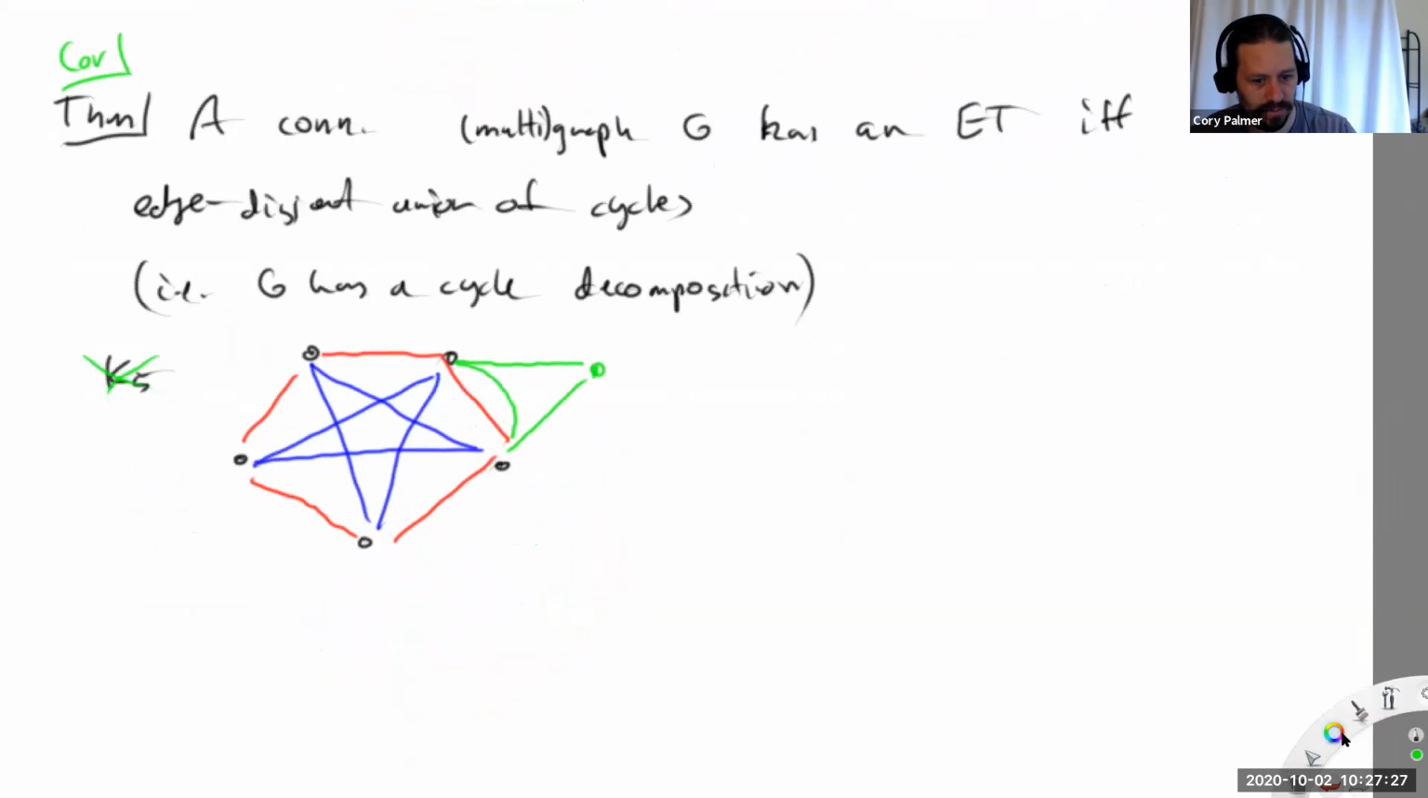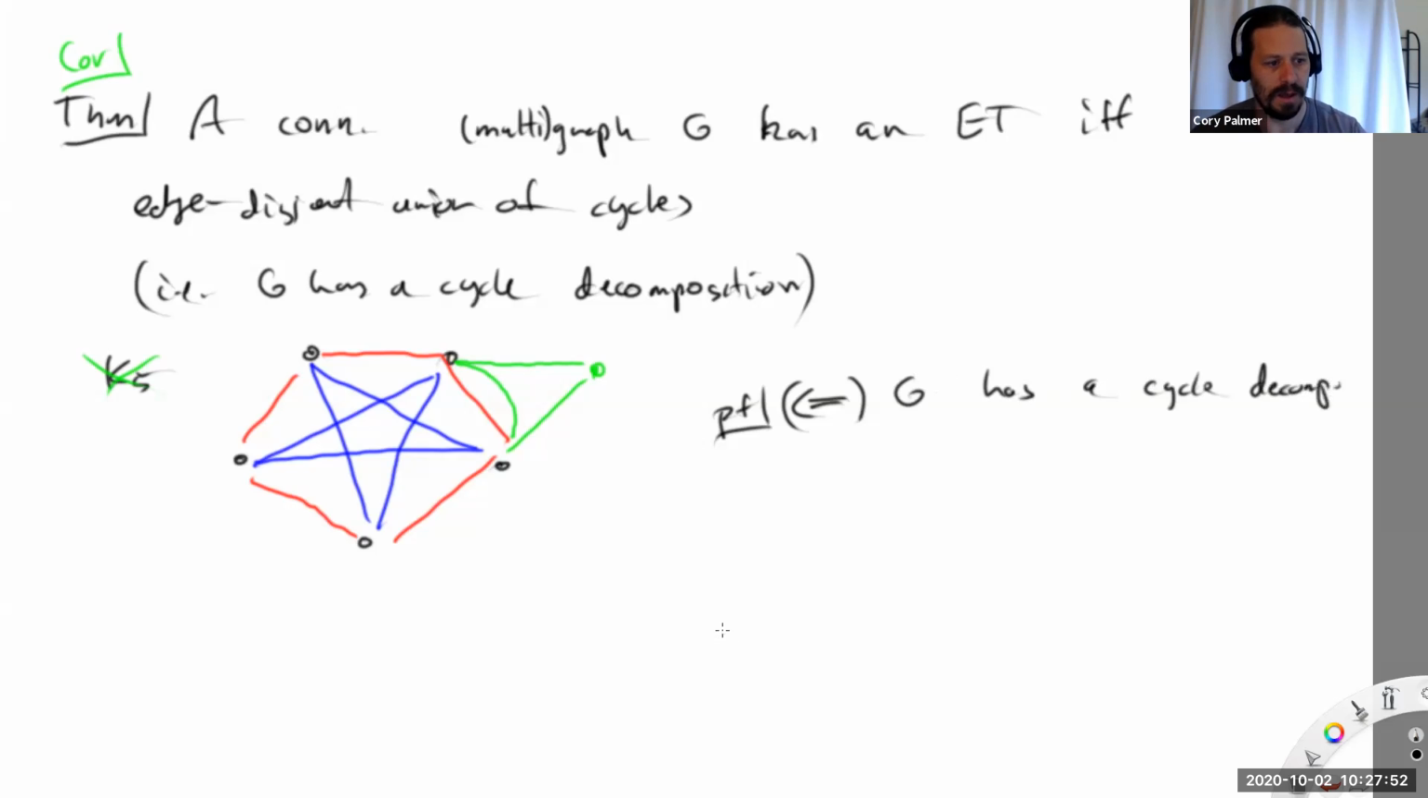So let's prove this. We have two directions again, so let's go in reverse as the first direction. Let's say that we have a cycle decomposition, and let's confirm that we have an Euler tour. You can build the Euler tour from the cycle decomposition directly, but let's use the previous theorem, and then maybe we'll talk about that. So say G has a cycle decomposition, and I just want to prove that G has all degrees even. G is always connected.